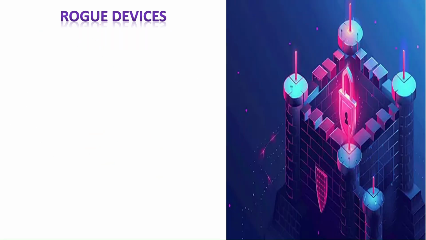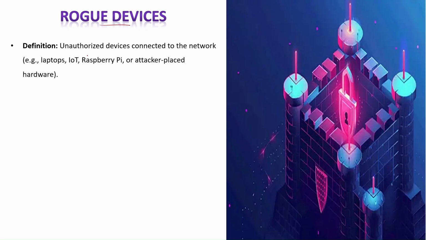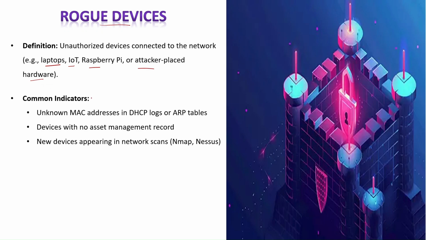So the first one is rogue devices. Rogue devices are unauthorized devices connected to the network. For example, they may be laptops, Internet of Things devices, Raspberry Pi, or some other hardware placed by an attacker. Some common indicators include unknown MAC addresses in your DHCP logs or tables.